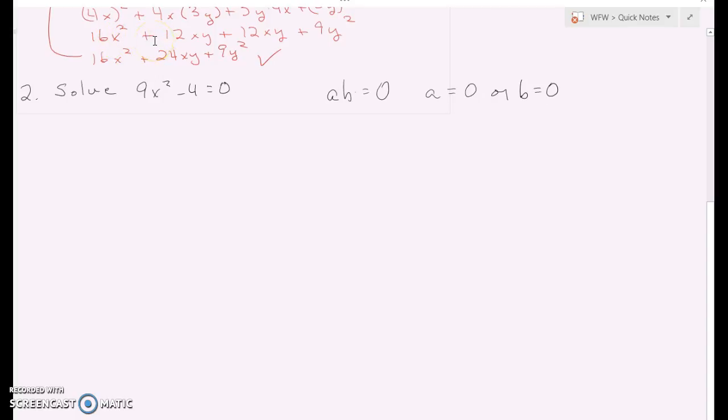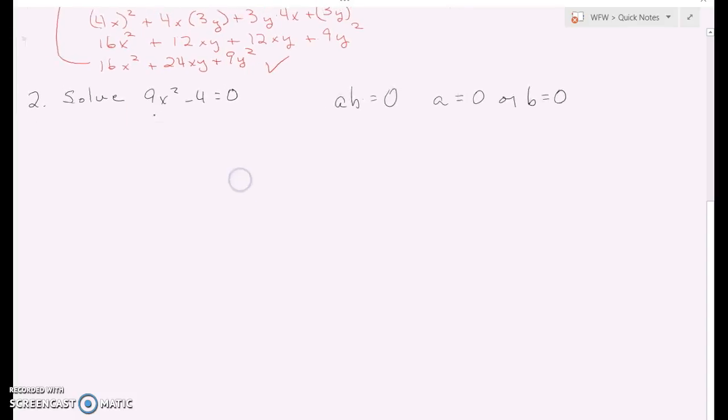Now 9x squared minus 4 equals 0 is a difference of squares. The roots, 3x and 2, are both the perfect square roots of those numbers. So now we have a difference of squares, and when we have a difference of squares, we add the roots and we subtract the roots. Okay, now we have two things multiplied together to equal 0.